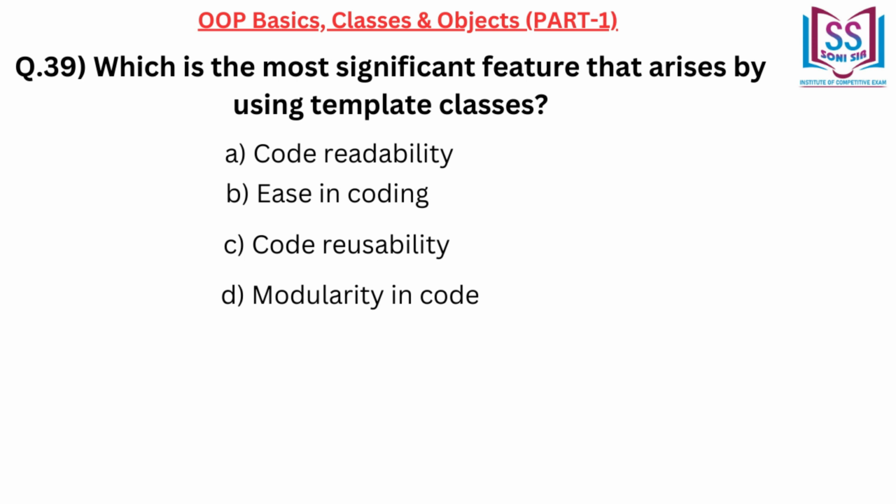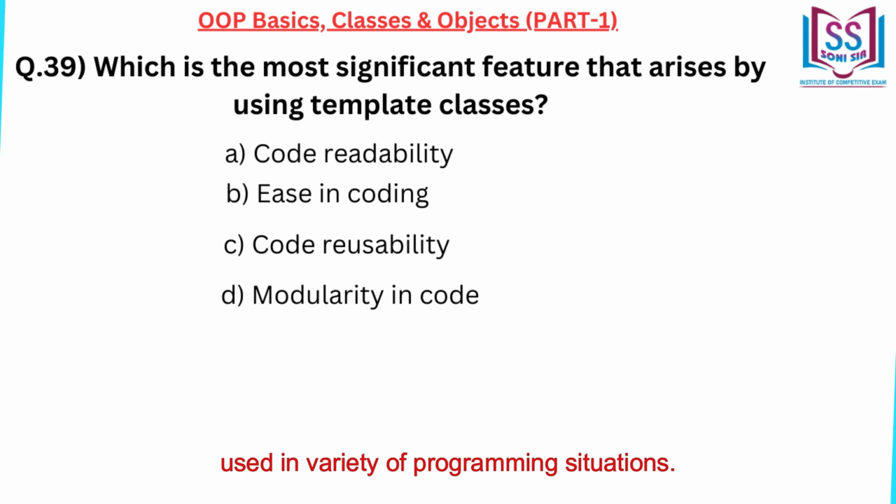A. Code readability. B. Ease in coding. C. Code reusability. D. Modularity in code. Correct answer, C. The code reusability is the feature that becomes more powerful with the use of template classes. You can generate a single code that can be used in variety of programming situations.